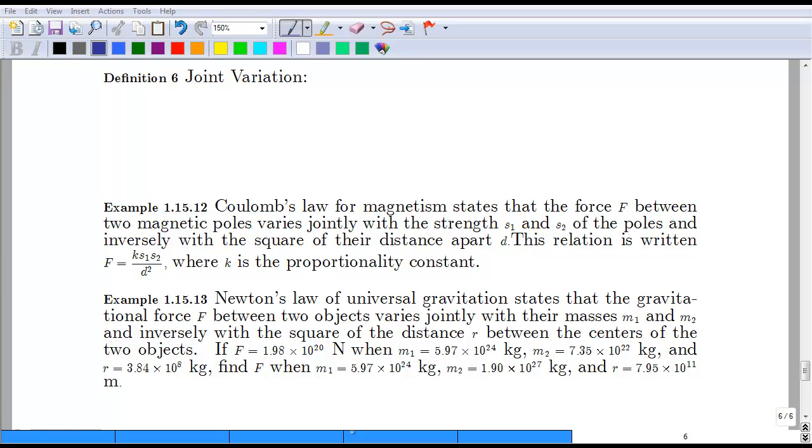The last video for section 1.15 discusses joint variation. In this case, we're going to be dealing with three variables, x, y, and z.